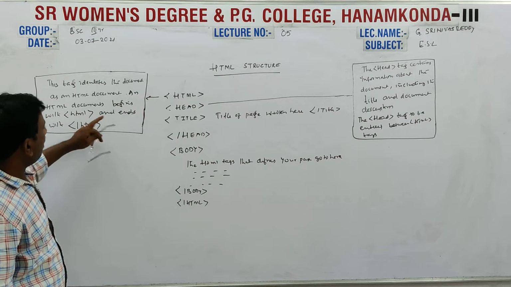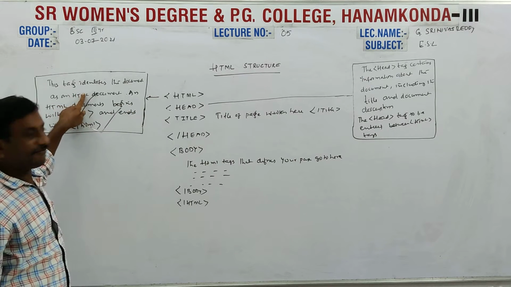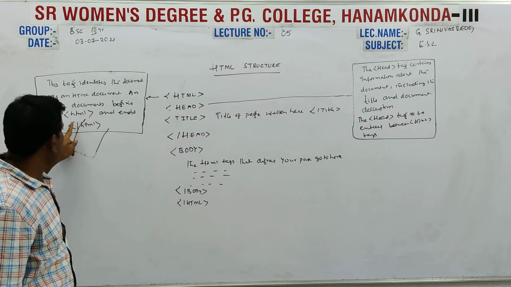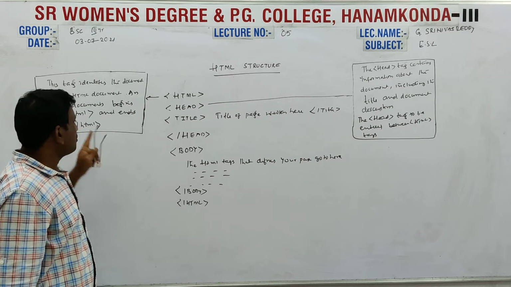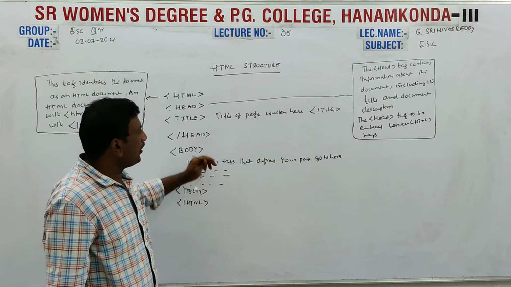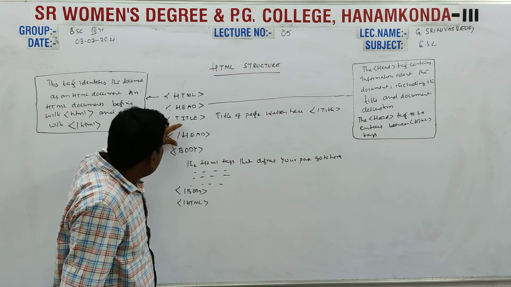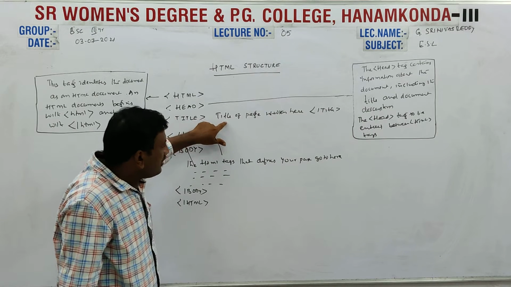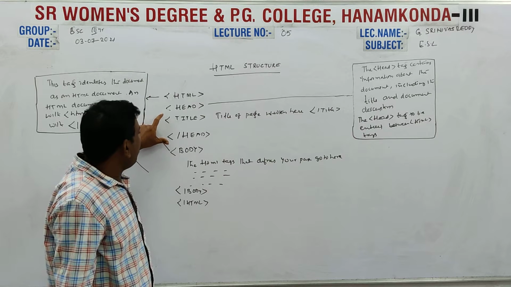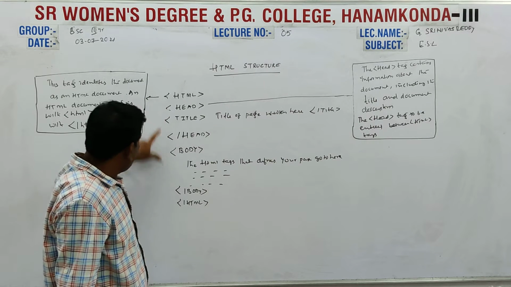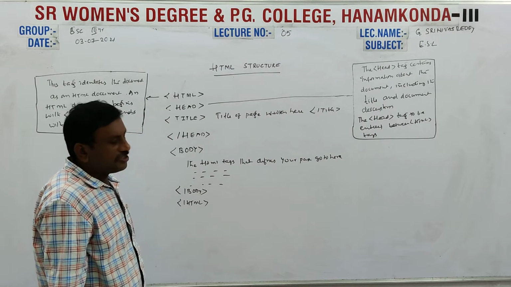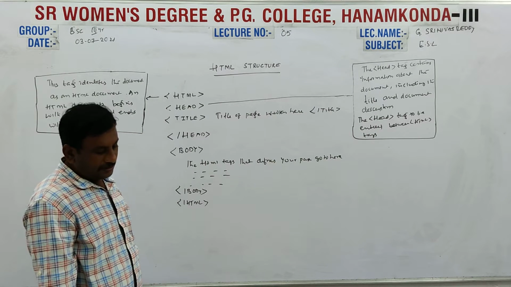What do you mean by this? The HTML tag identifies the document as an HTML document, and HTML documents begin with HTML and end with /HTML. Head means the head tag contains the information about the document, including the title and document description. The head tag is entered in between the HTML tags.